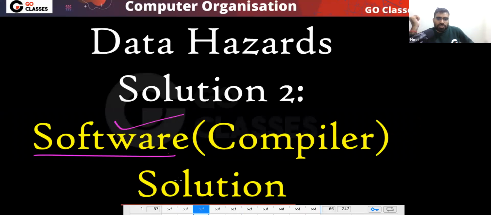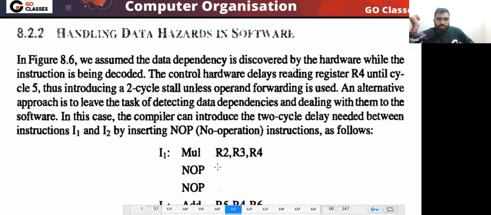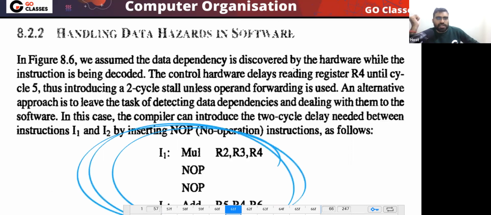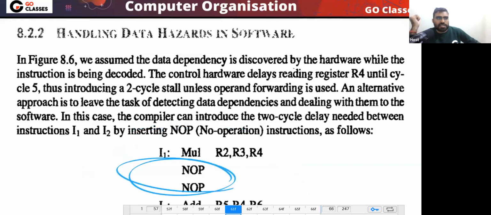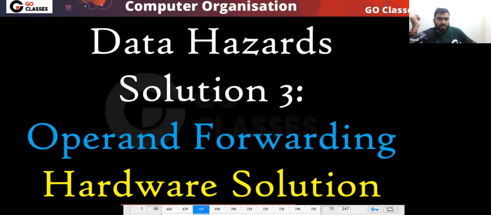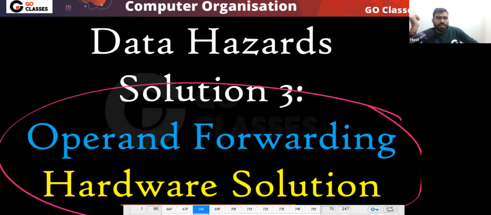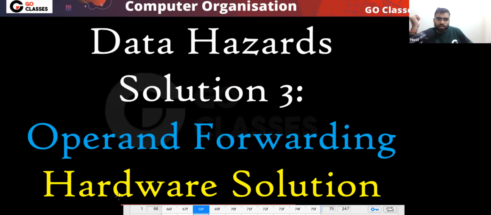Another is the software solution. We have seen this. You can read it. We have already seen NOP insertion. Let's move on. Then another is operand forwarding. That also we have seen.